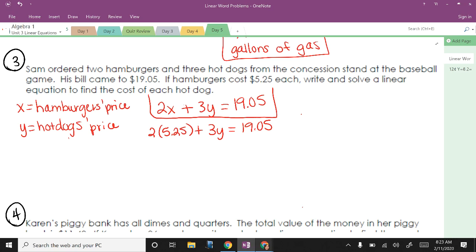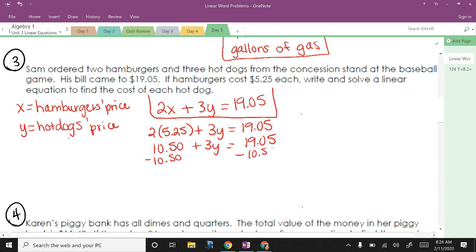What's 2 times 5.25? $10.50. Yeah. Plus 3y equals $19.05. And how do I solve for y? Subtract 10.50. So 3y equals, what's 19.05 minus 10.50? 8.55.